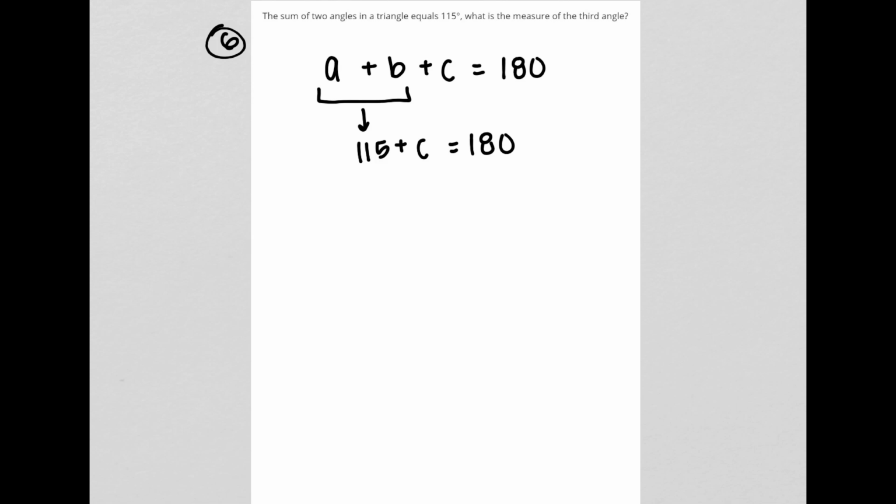In order to do that, I'm going to subtract 115 from both sides. So C is going to equal 65 degrees. That's all it's asking for. It's not asking you to find all 3. It just wants that third one.